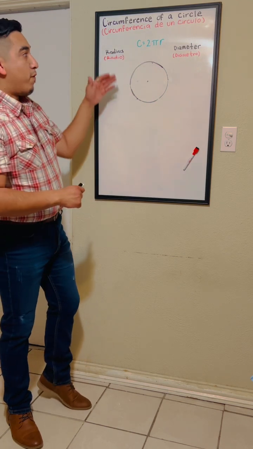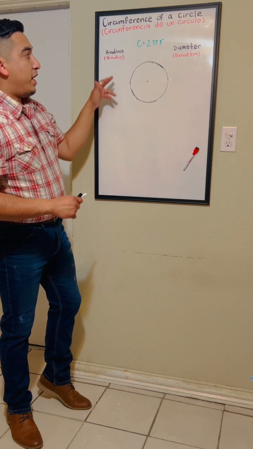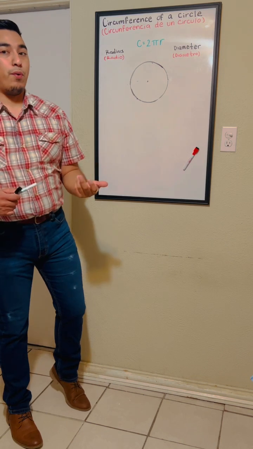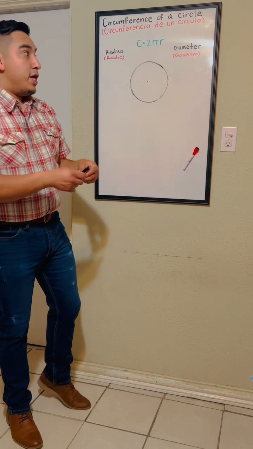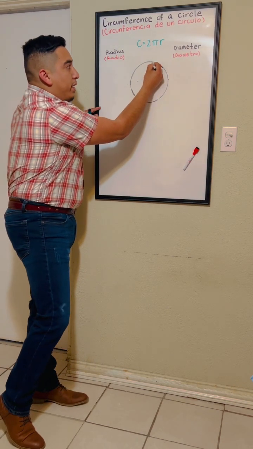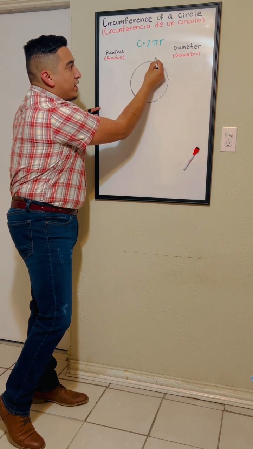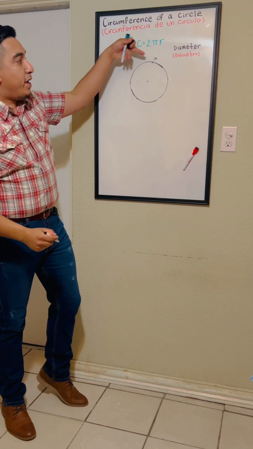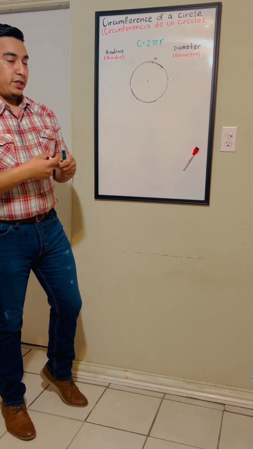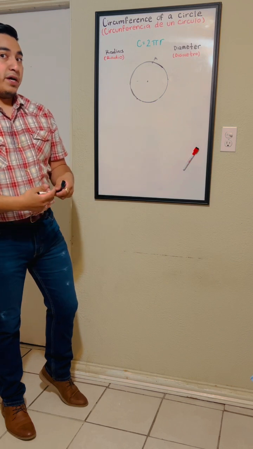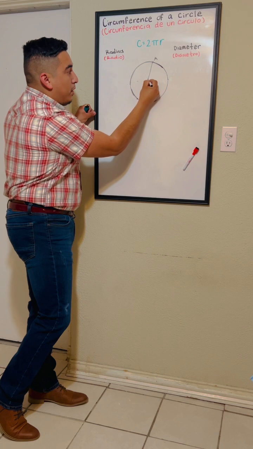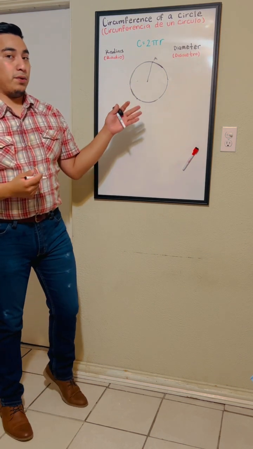Any point from anywhere on the circumference that's connected to that center point is going to be the radius. So let's say we have point A. We'll label it right over here. Point A to the center of the circle, that's going to be our radius. So we connect those 2 points by a straight line. So that's our radius in this circle.